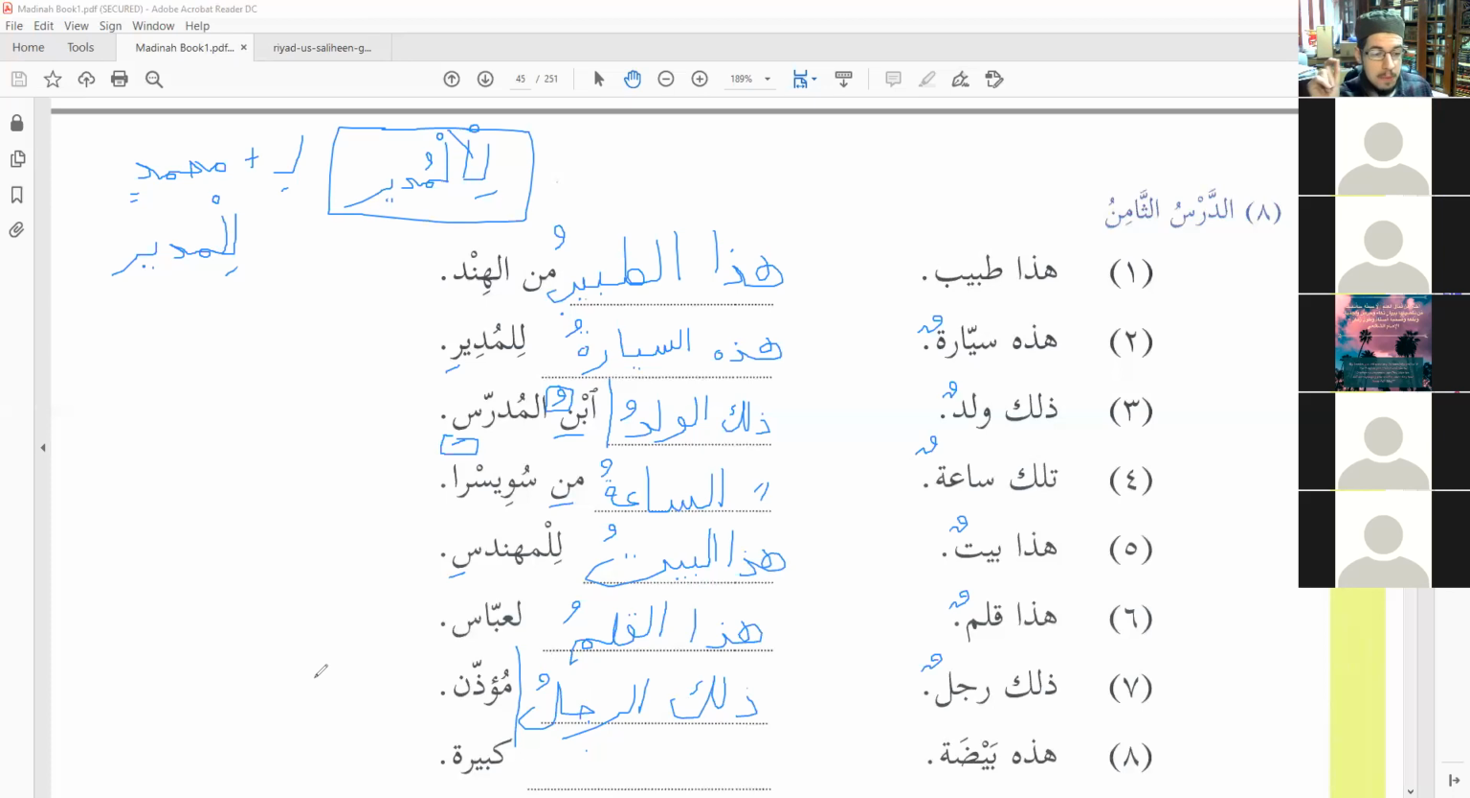We need something in the sentence. If we're going to make anything majrur, there has to be something to make it majrur. Is there anything in the sentence to make it majrur? No, there's not. There is nothing. There's no lam, there's no mudaf, mudaf ilayh, there's no possessive construction, there's no min or ila or anything. And so, chalk one up, 1 point for Sister Asma, it is mu'adhinun.